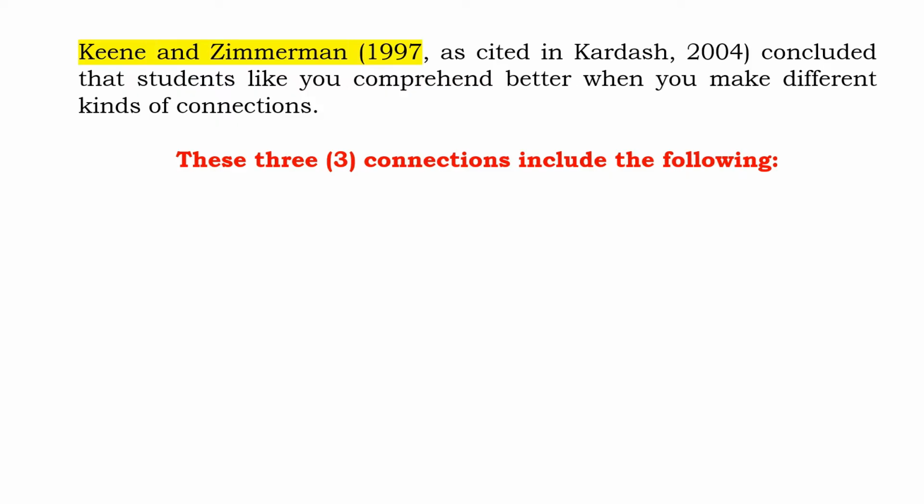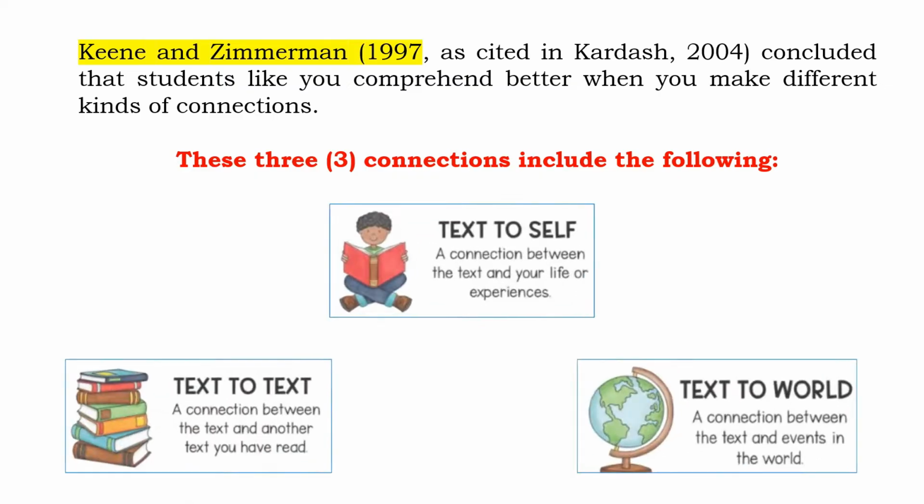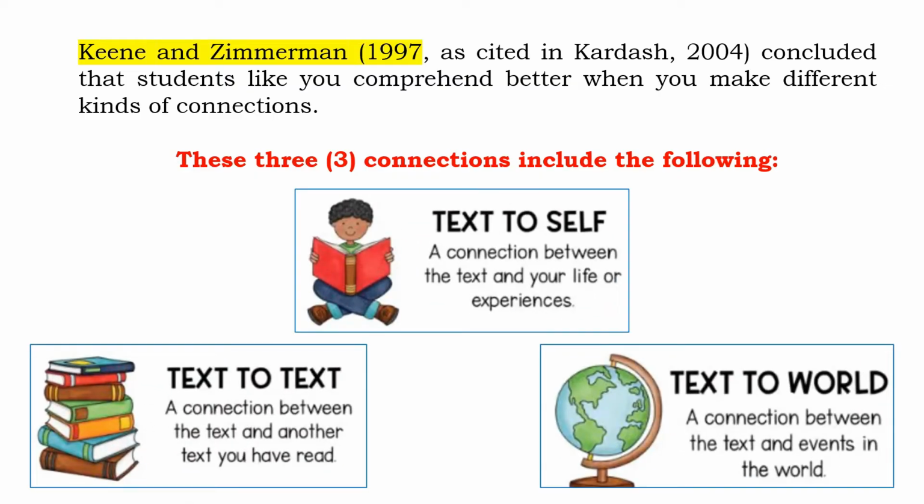Keene and Zimmerman in 1997, as cited in Kardash 2004, concluded that students like you comprehend better when you make different kinds of connections. These three connections include the following: text to self, text to text, and text to world.